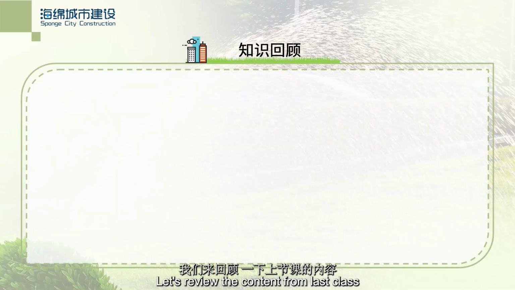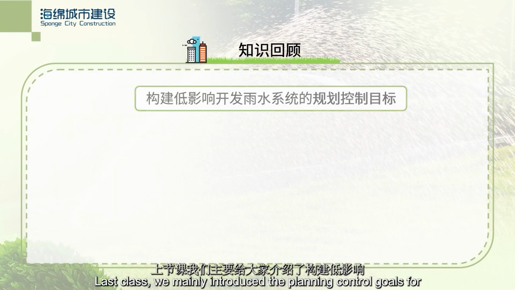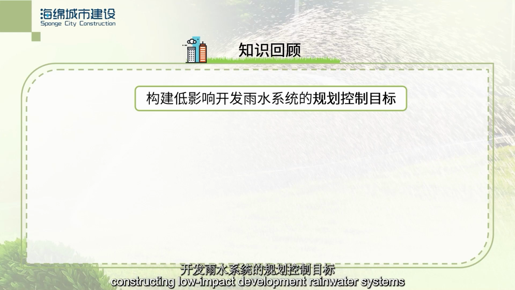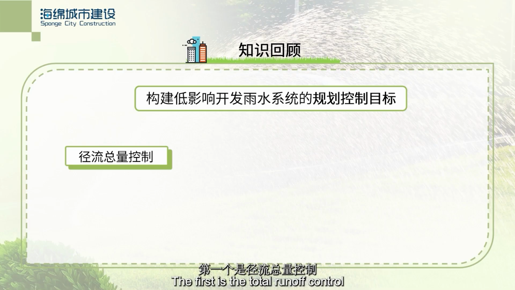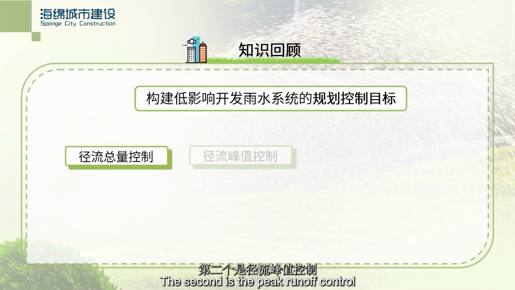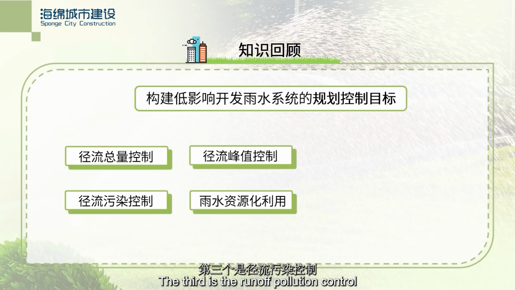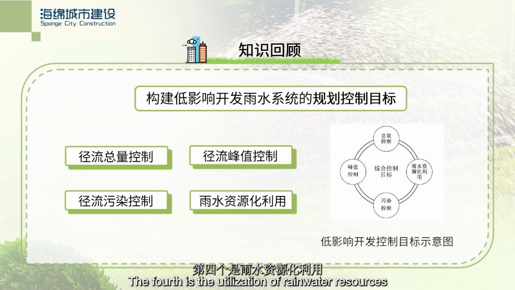Let's review the content from last class. Last class, we mainly introduced the planning control goals for constructing low-impact development rainwater systems. This goal mainly includes several parts. The first is the total runoff control. The second is the peak runoff control. The third is the runoff pollution control. The fourth is the utilization of rainwater resources.